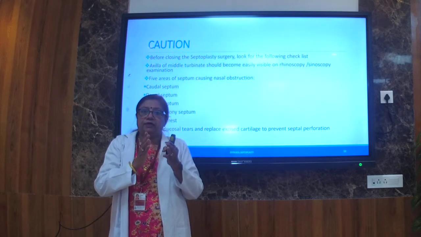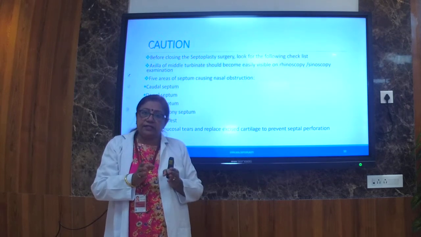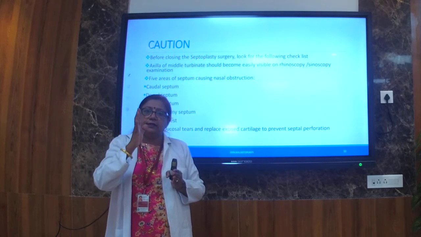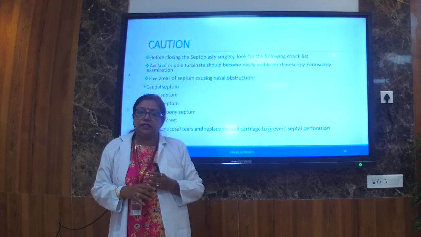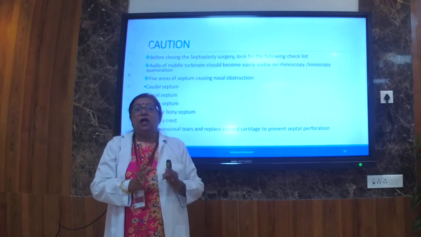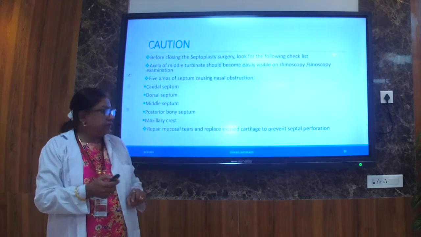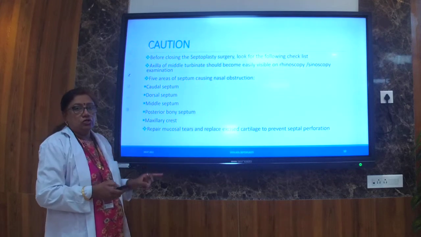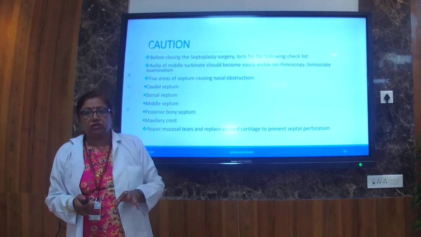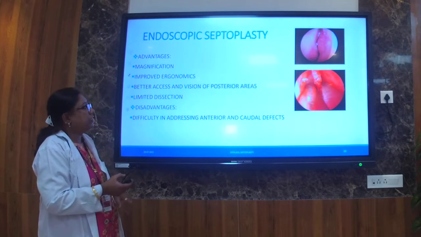If there is a severe deviation, while elevating the mucoperichondrial layer, there can be a tear in the mucosal layer of the region. So what you have to do is, you replace a little cartilage and suture it so that we avoid perforation of nasal septum. So this is very important. Always before closing, you look for mucosal tears, and if there is one, you take a suture and repair it accordingly.